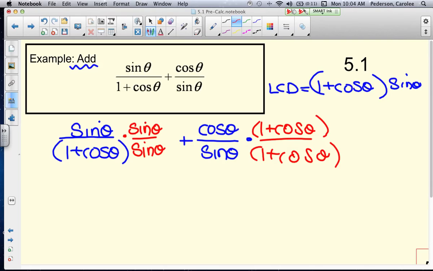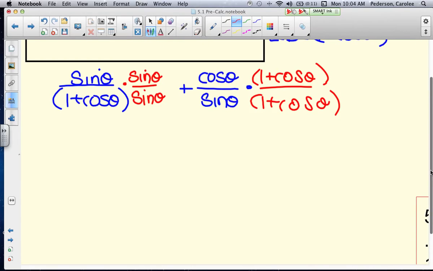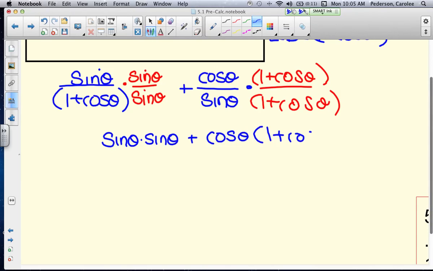Now are the two denominators exactly alike? Yes. So I can combine the two fractions into one single fraction. So I add the numerators and keep the denominator. So I have sine of theta times sine of theta plus cosine of theta, 1 plus cosine of theta, all over my LCD.